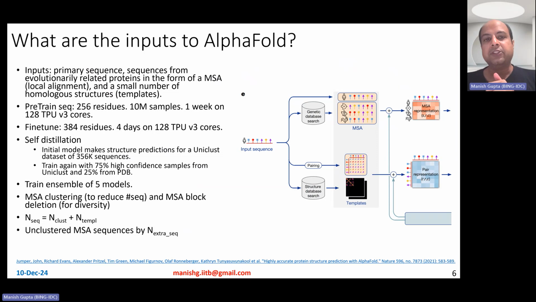Okay. So now let's think about how you give these inputs. Remember, I told you that you have an input sequence and you give two kinds of inputs to it. One based on this genetic database search, the other based on structure database search. How do you figure out these inputs, right? Let's go into a little more detail. Okay. So basically the inputs, as I mentioned, to the AlphaFold architecture are these: the primary sequence, which is the input sequence, and the sequences from evolutionarily related proteins, which have a very common amino acid sequence, right? And they are these multiple sequence alignments.